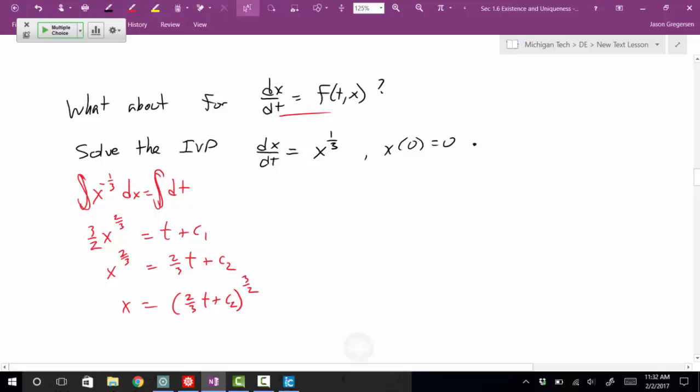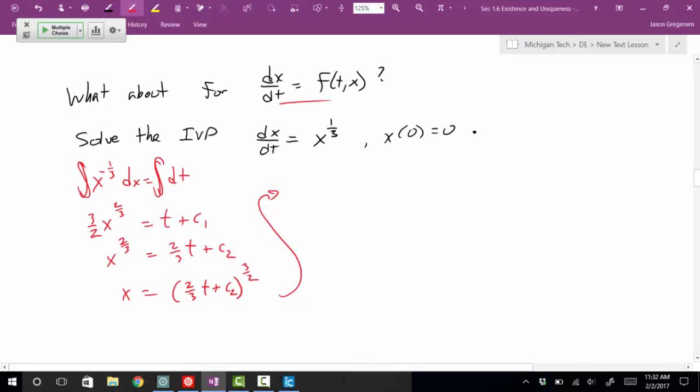Wonderful. Plug in my initial condition. I get 0 equals 0 plus c2, raised to the 3/2 power. c2 must be equal to 0. Looks like my solution is (2/3 t) raised to the 3/2 power. How does that look? And your goal is to be that efficient, right? You just go through the steps. There's our solution. Yay!